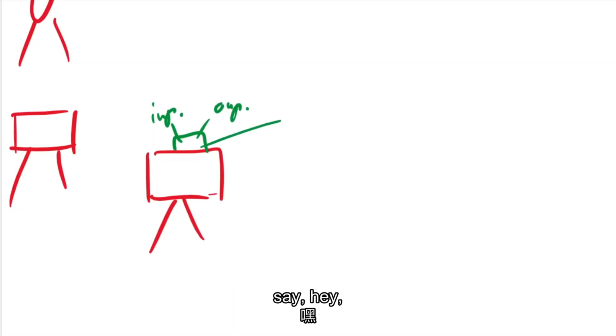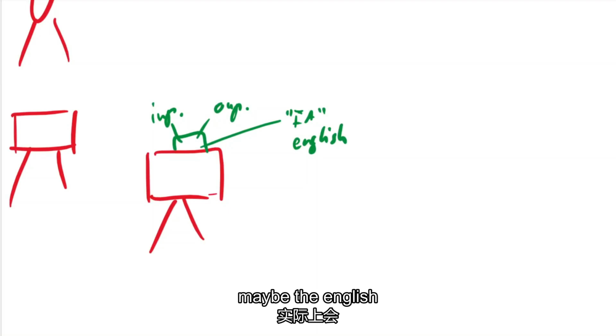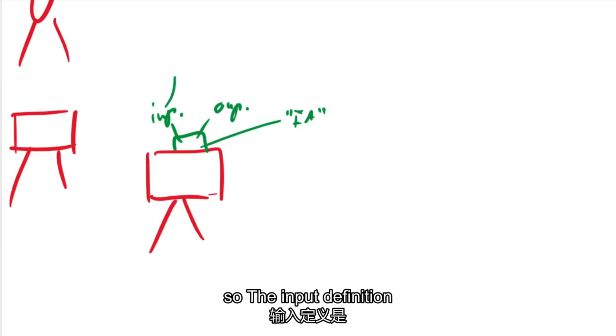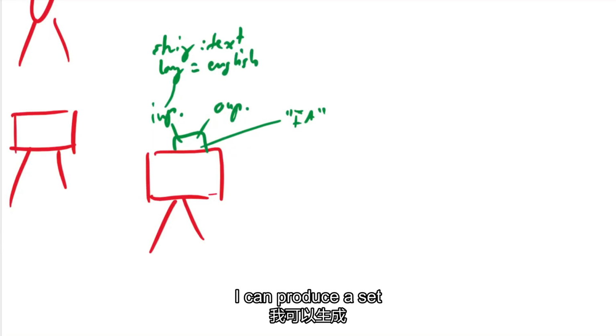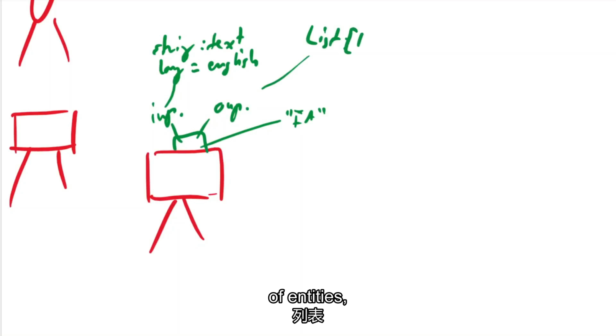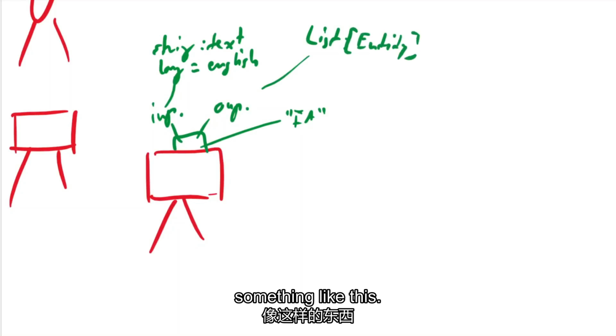It can, for example, say, hey, I am an entity extractor. I do entity extraction in English, and so on. Though maybe the English would actually go into the input definition. So the input definition says I need a string that's called text, and that string needs to be language English. And for that, I can produce a list of entities.